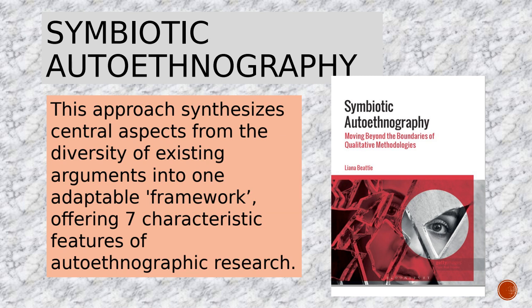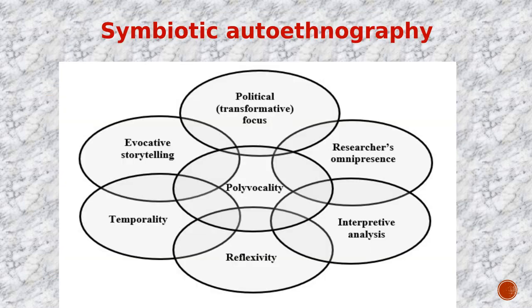And again, these features would not be put in a rigid format. I always explain this as if they are droplets of oil on top of the surface when they expand and overlap with each other or disappear altogether. So it should be suitable for any type of research. And as a researcher, you will be picking and choosing the type of features that you can emphasize or completely eliminate from research. So this diagram shows you which seven features I'm suggesting to be part of symbiotic autoethnography. And I'll talk a little bit about each of these features. Well, these include political dimension, researcher omnipresence, interpretative analysis, reflexivity, temporality, evocative storytelling, and polyvocality.